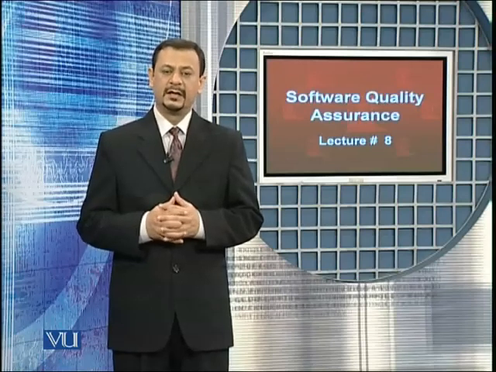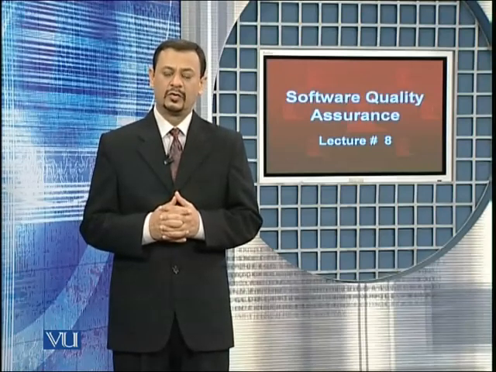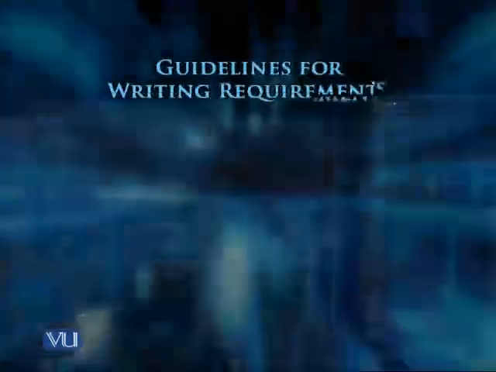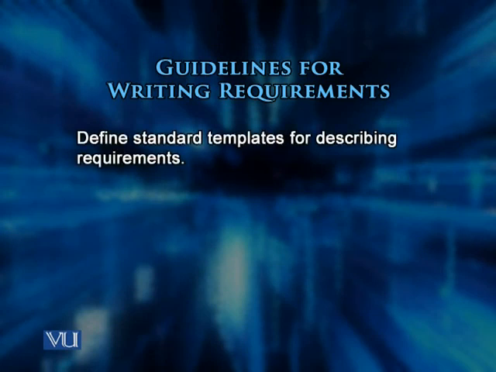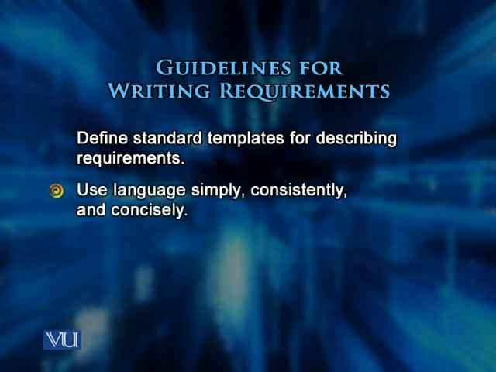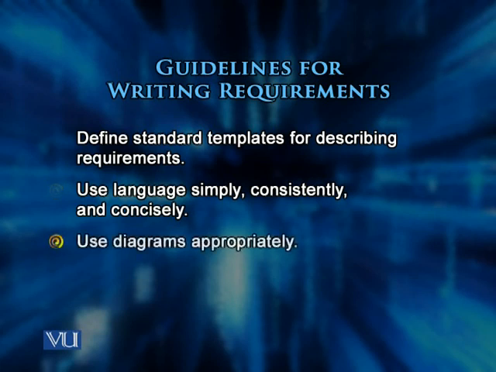Now let's see what are the guidelines for writing good requirements. As you can see, there are 3 criteria. These are the first 3 criteria or guidelines for writing requirements. Number 1, define standard templates for describing requirements. Number 2, use language simply, consistently, and concisely. Number 3, use diagrams appropriately. Let's discuss each one of them now.